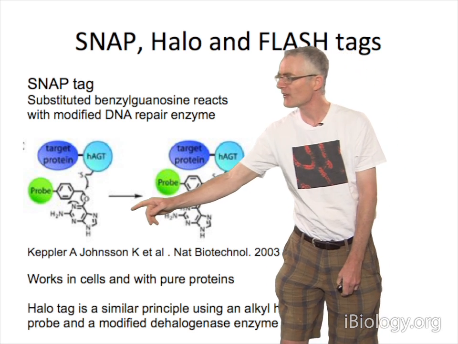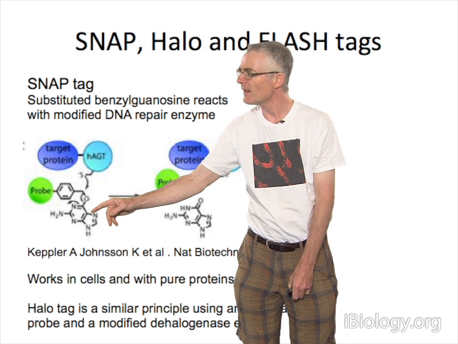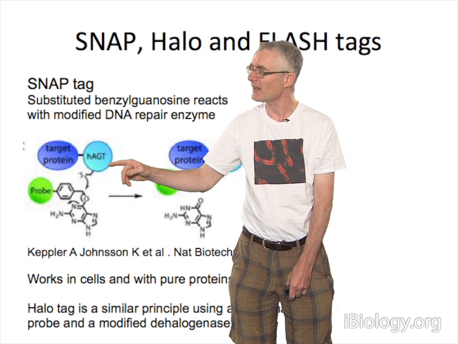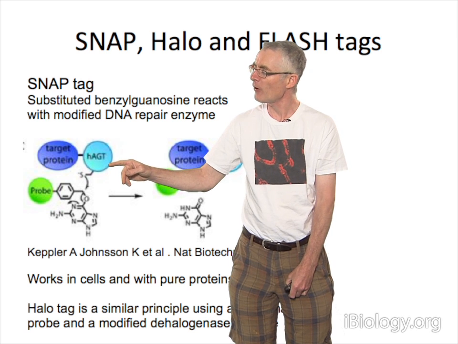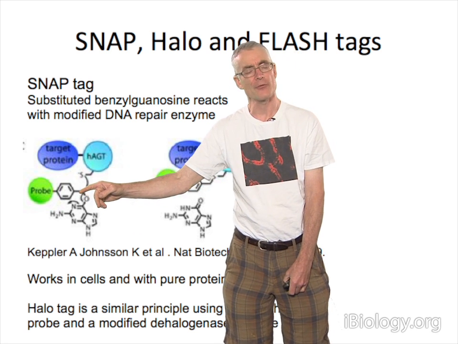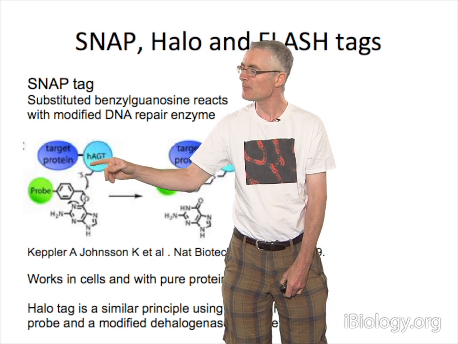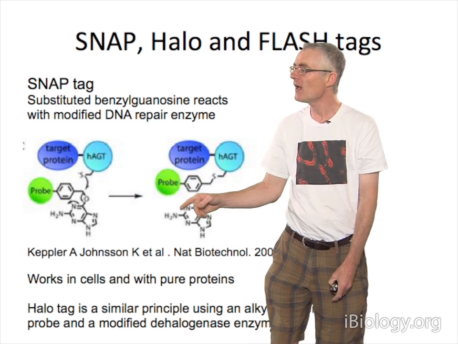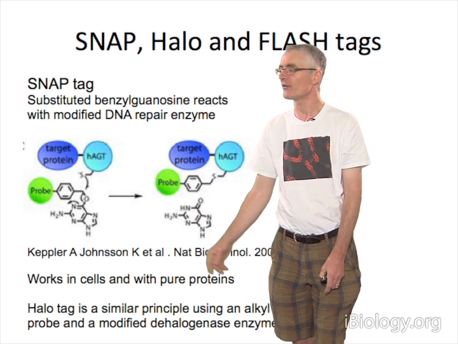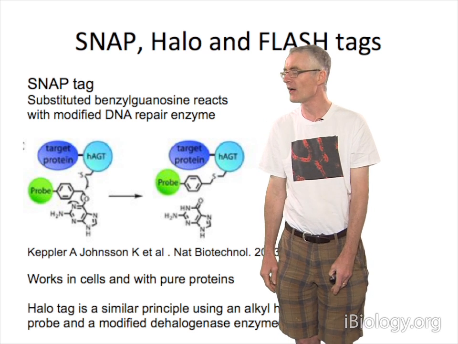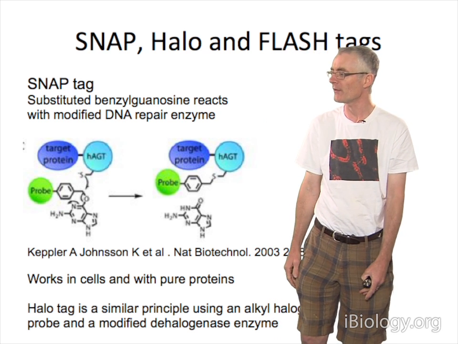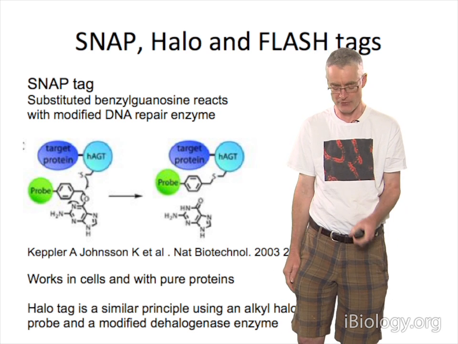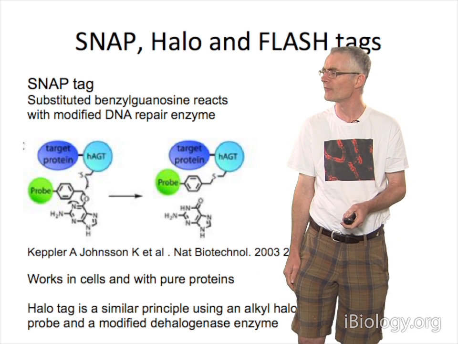Here we're using a substituted benzyl guanosine. And this part here of the fusion protein is a modified DNA repair enzyme that evolved in nature to remove benzyl groups that happen to get on DNA. It's been mutated now, so it reacts but can't unreact again. And so these authors developed this as a really efficient labeling method called the SNAP tag. The Halo tag is a comparable method that uses an alkyl halide derivative.